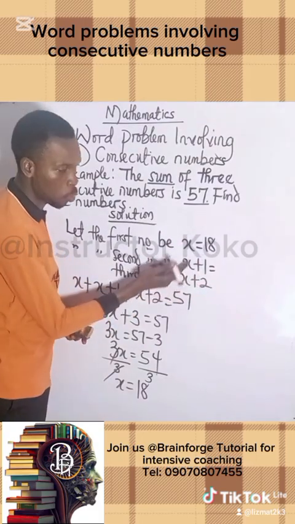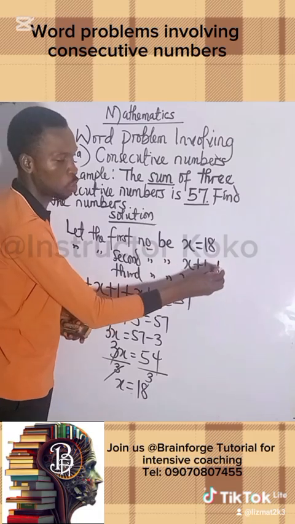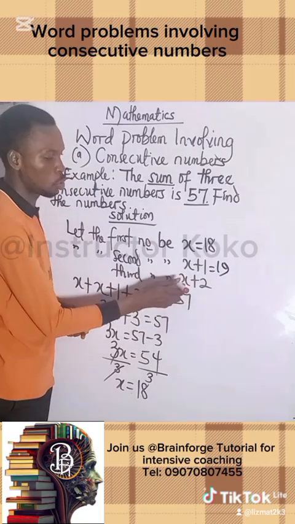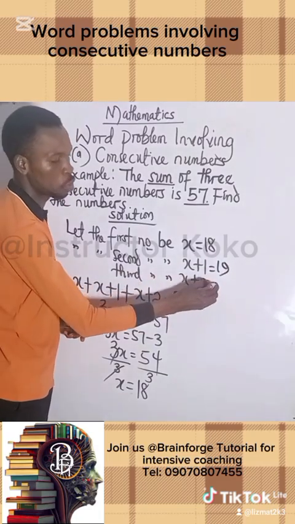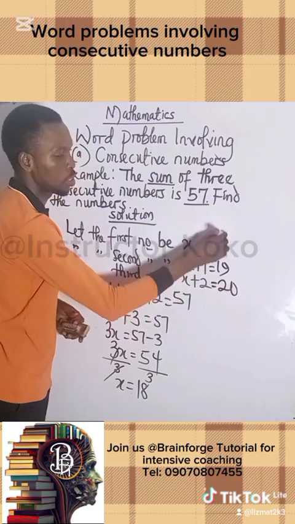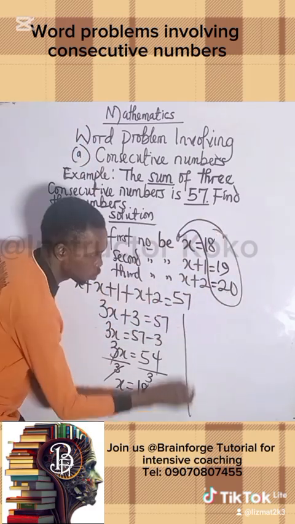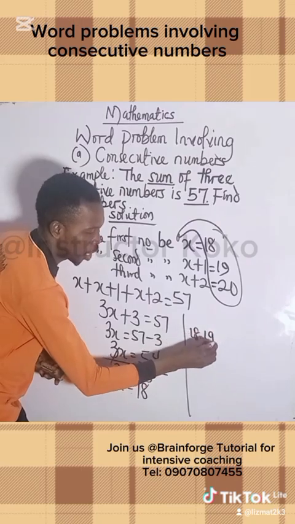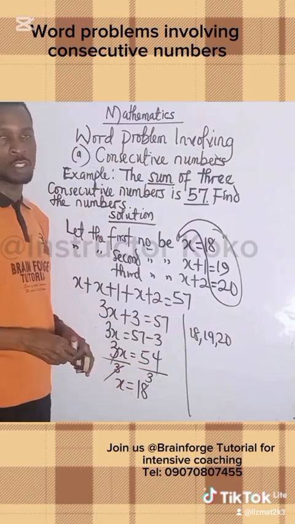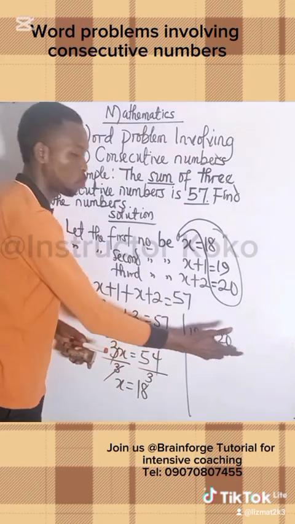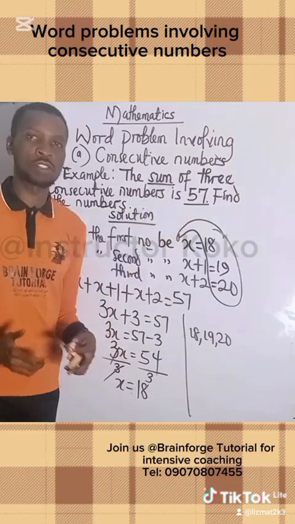And it means the second number will be 18 plus 1, which is 19. And the third number will be 18 plus 2, which is 20. That means these are the three numbers, which are 18, 19, and 20. If you add 18 plus 19 plus 20, you will get 57.